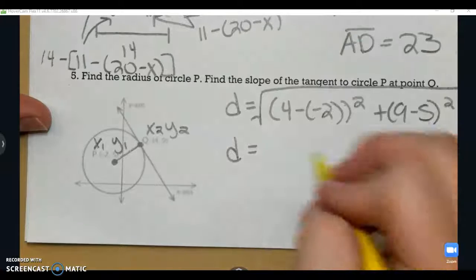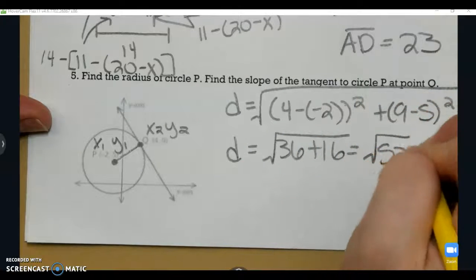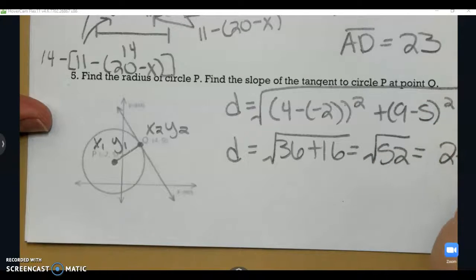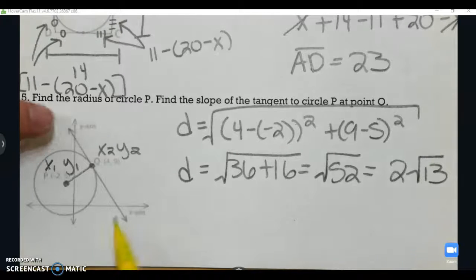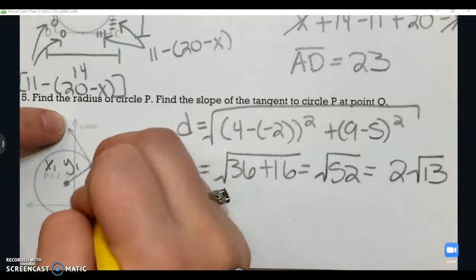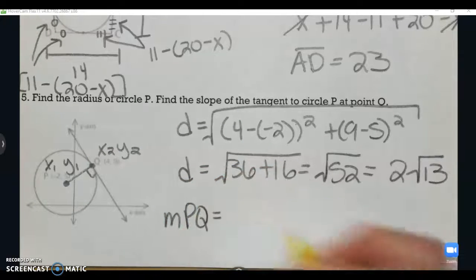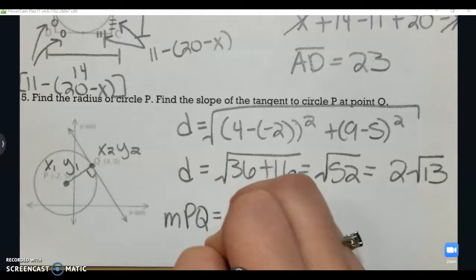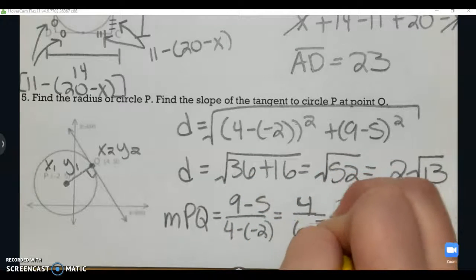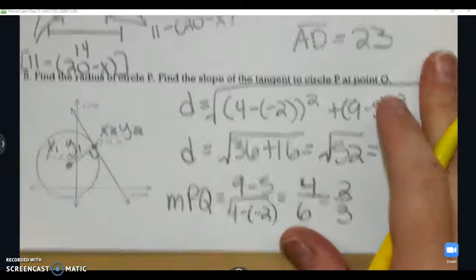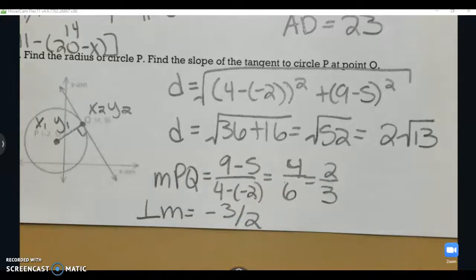We are going to end up with 36 plus 16, which is 52, and that does simplify out to 2 square root of 13. So that's our radius. Now, if I want to find the slope of the tangent line, remember tangent lines are perpendicular to the radius, so if I find the slope of the radius, PQ, which again, y2 minus y1 over x2 minus x1 for slope, that's going to give us 4 over 6, which simplifies to 2/3. And then perpendicular, remember that is the opposite reciprocal slope, so the perpendicular slope would be negative 3 over 2.